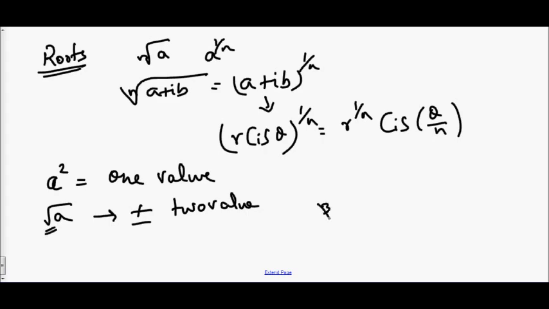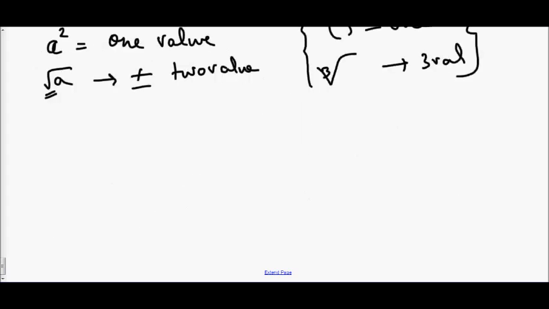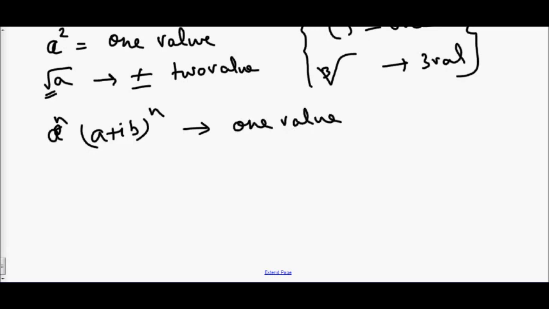If you have a cube root, then you have three values, but when you are cubing something, you have only one value. So this is the most important concept that you are using when you are finding the roots using De Moivre's theorem. If you raise a complex number to the power of n, say 5 or 6 or 7 or 8, then you have only one value, like we did with 1 plus i to the power of 5. Then you have one value here, a plus ib, that's it.